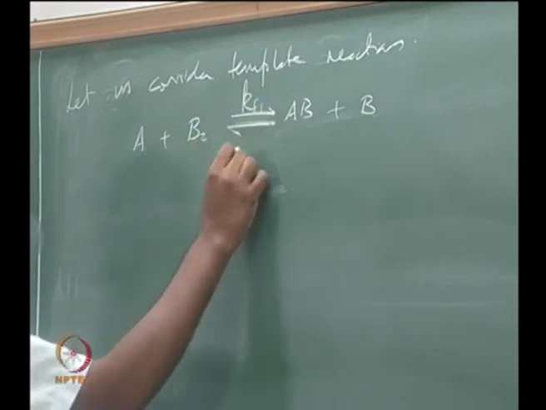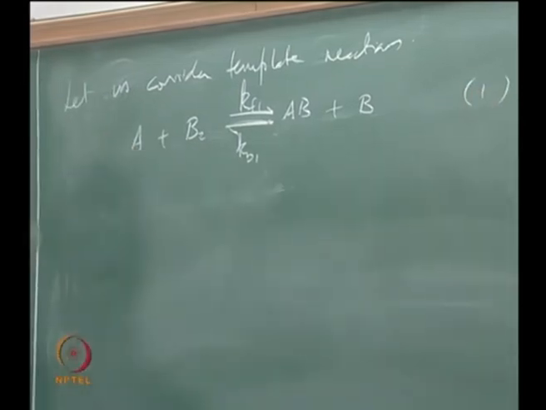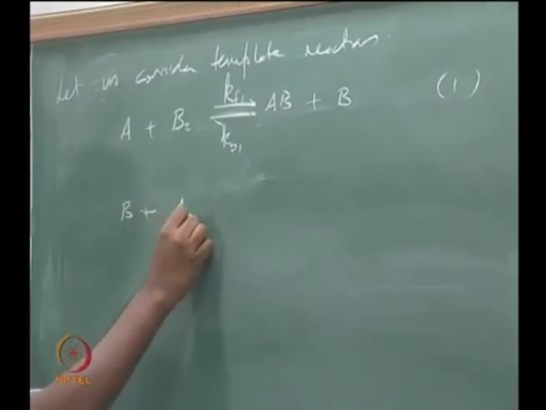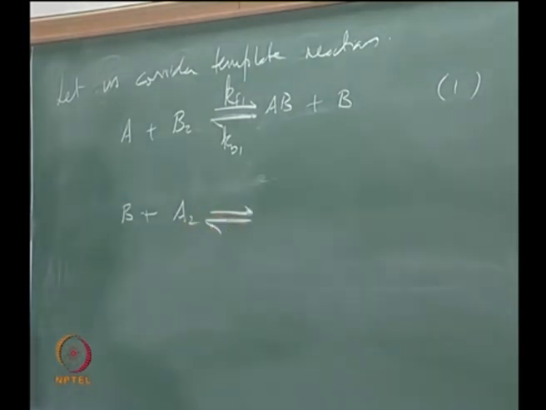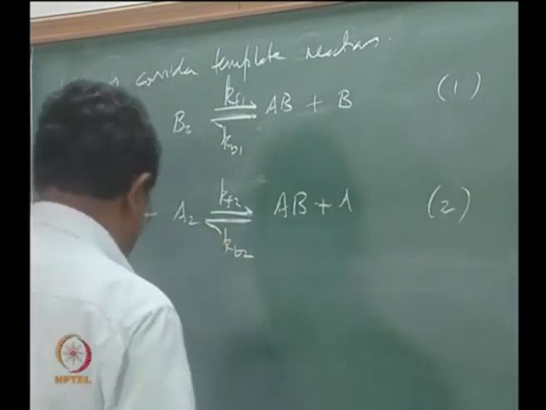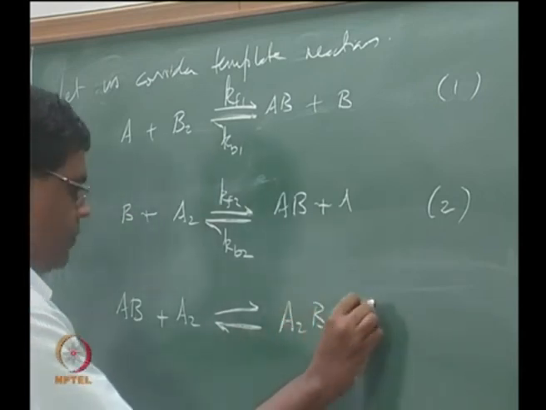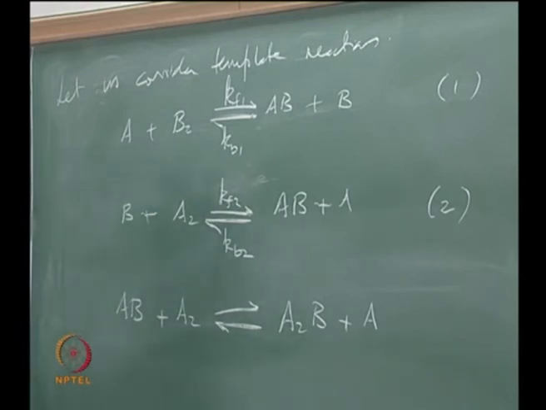This is KF1, this is KB1, and let us call this reaction 1. B plus A2 gives and takes AB plus A, and we call this KF2, KB2. Let us call this reaction 2. AB plus A2 gives and takes A2B plus A, and let us have rate constants KF3 and KB3.